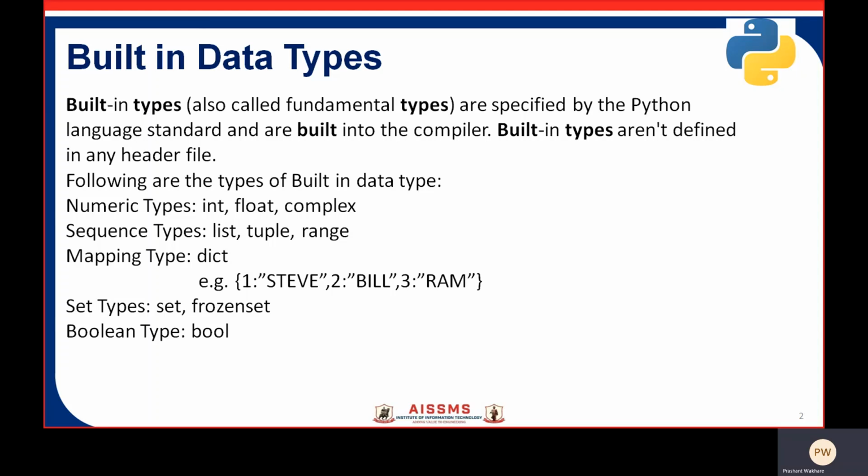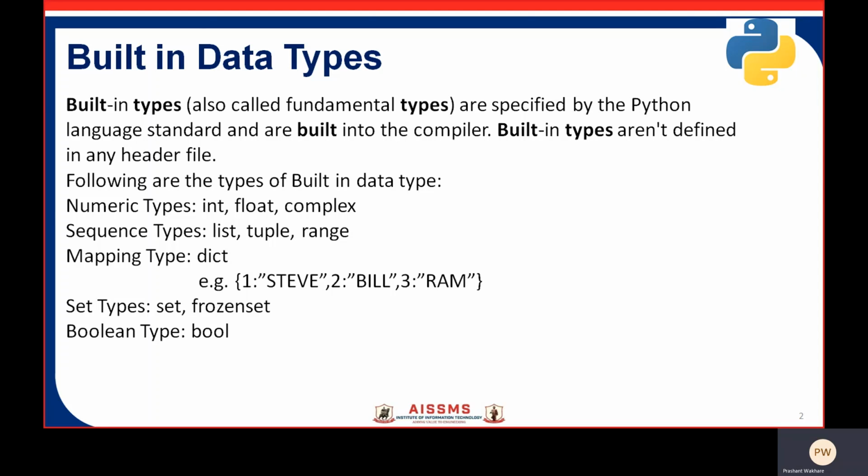For example, the expression 1 less than or equal to 2, or suppose 0 equals 1. These are the operators we are using here, and for these we will check whether the result is true or false. So the Boolean type is also a very important concept in Python programming.